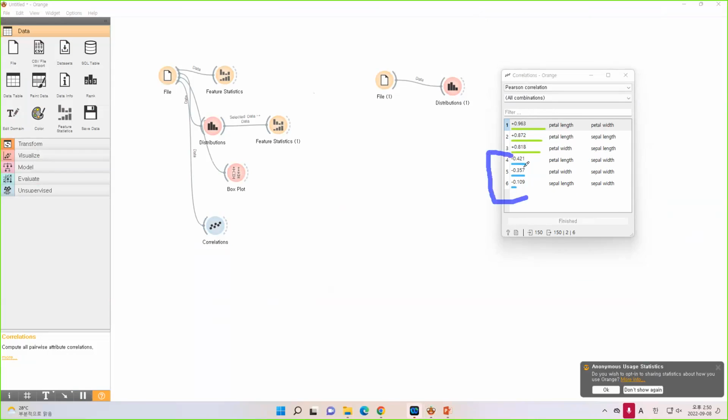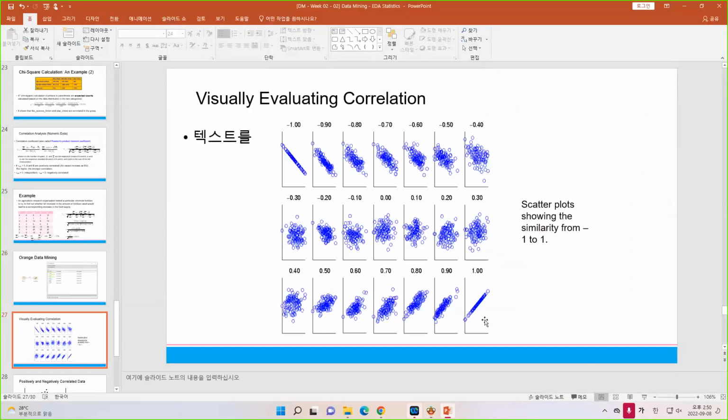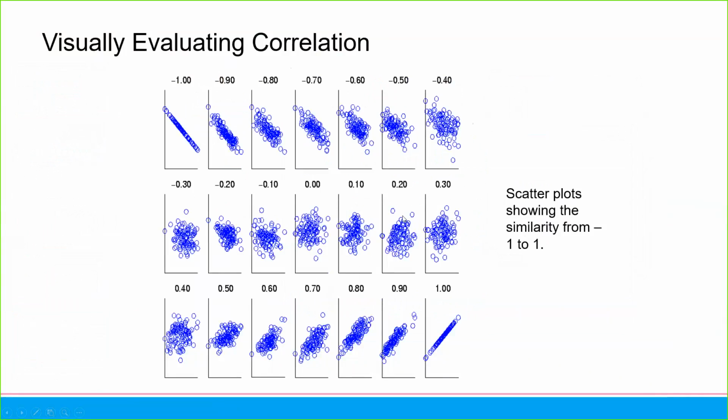Petal length and sepal width is minus. Petal width and sepal width is minus. Sepal length and sepal width is minus. Okay, there can be something like this one. So the idea is something like this.